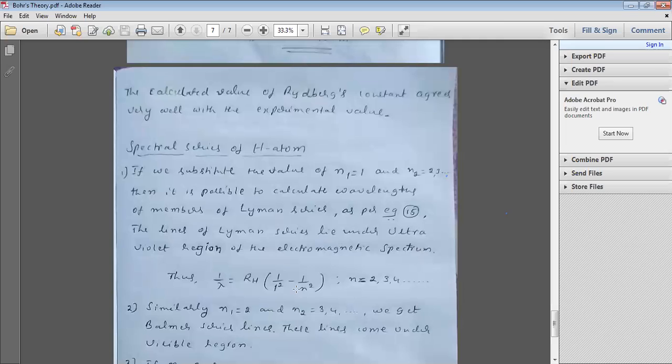So for the Lyman series, you can write 1 by lambda is equal to RH into 1 by 1 square minus 1 by n square, where n can be substituted 2, 3, 4, 5, etc. If you substitute n is equal to 2, that gives the wavelength of the first member of the Lyman series. If you substitute n is equal to 3 here, you are going to get the wavelength of the second member of the Lyman series. If you substitute n is equal to 4 in this expression, you are going to get the wavelength of the third member of the Lyman series.